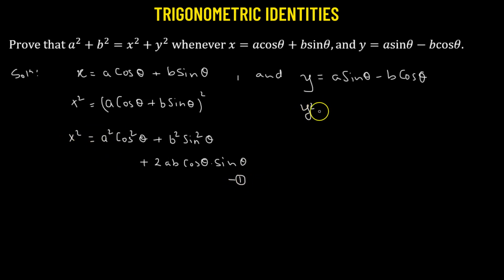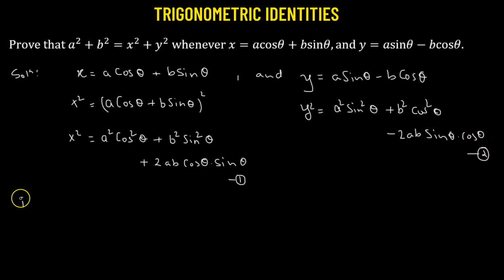Similarly, we're going to square both sides of y. So y squared equals a squared sine squared theta plus b squared cosine squared theta minus 2 times ab sine theta times cosine theta. Let this be equation number 2.